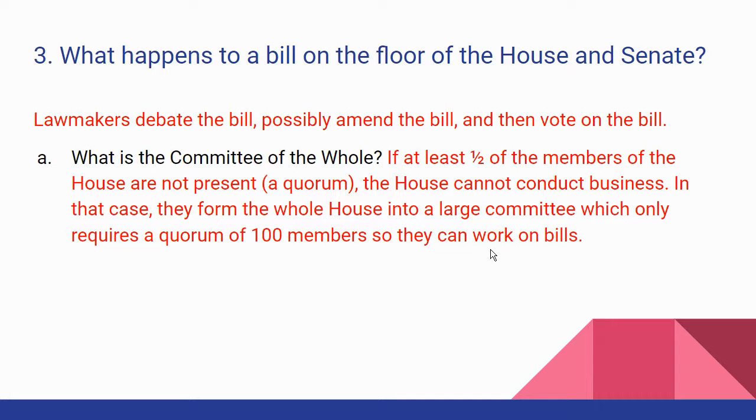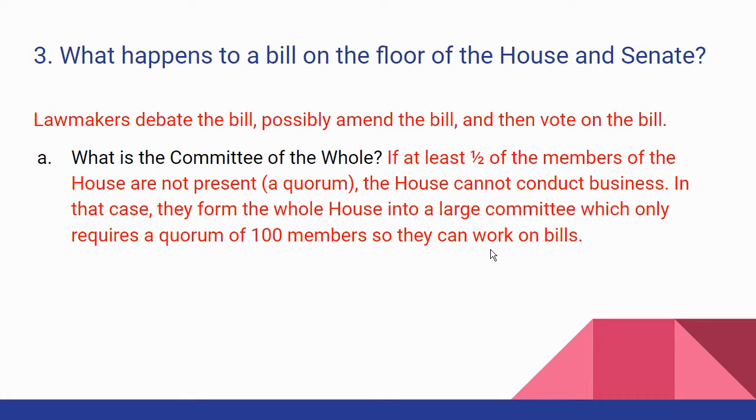And basically, there's one large committee made up of all 435 members of the House, and the majority leader, the Speaker of the House, will appoint somebody from the majority party to be the committee chair. It's a temporary committee, but that way they can work on the bill and do what they need to do. And then when the committee of the whole finishes their work, the whole House will convene when they have 218 people, and they will vote on the bill. Okay? So that's the committee of the whole.